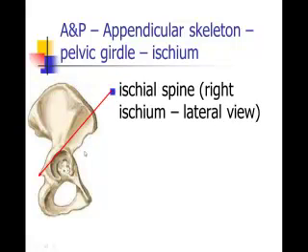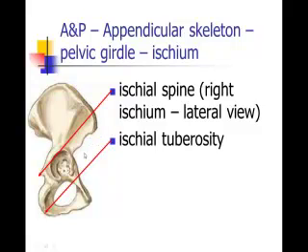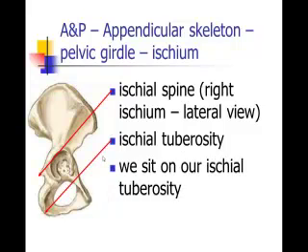We have the ischial spine. That's part of the ischium. We have the ischial tuberosity. Now, you actually sit on your ischial tuberosity. A lot of people talk about sitting on your gluteus maximus, but actually the pressure that's brought to bear comes down on the ischial tuberosity. There you go.